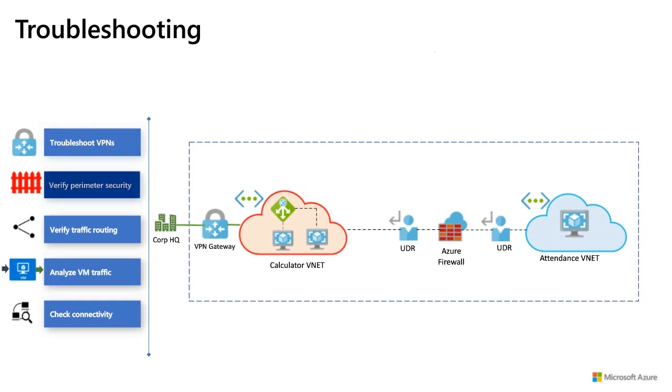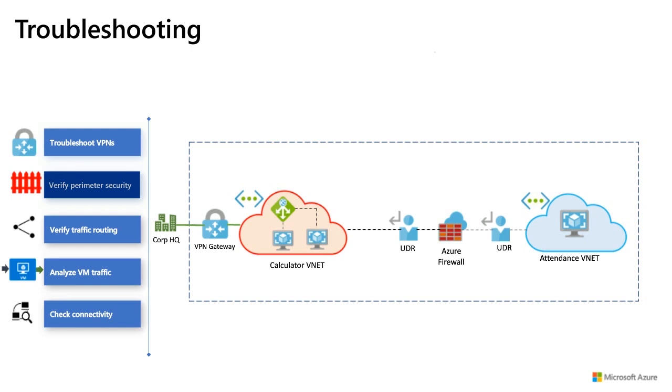Another possible issue that I might suspect is that the connectivity between my different VNets, say here the calculator VNet and the attendance VNet, might have been blocked due to a change in security policies. How do I make sure that these policies have changed or not? How do I ensure connectivity between the two?